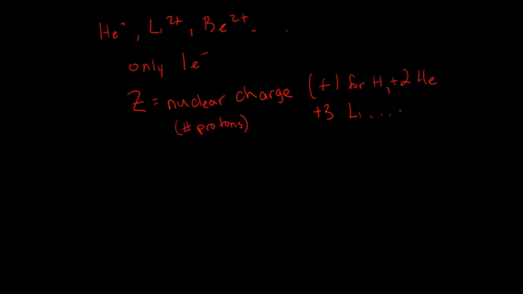And so then the energy called E sub n is equal to -k times the nuclear charge squared divided by n squared. Okay, so that's just another energy equation.